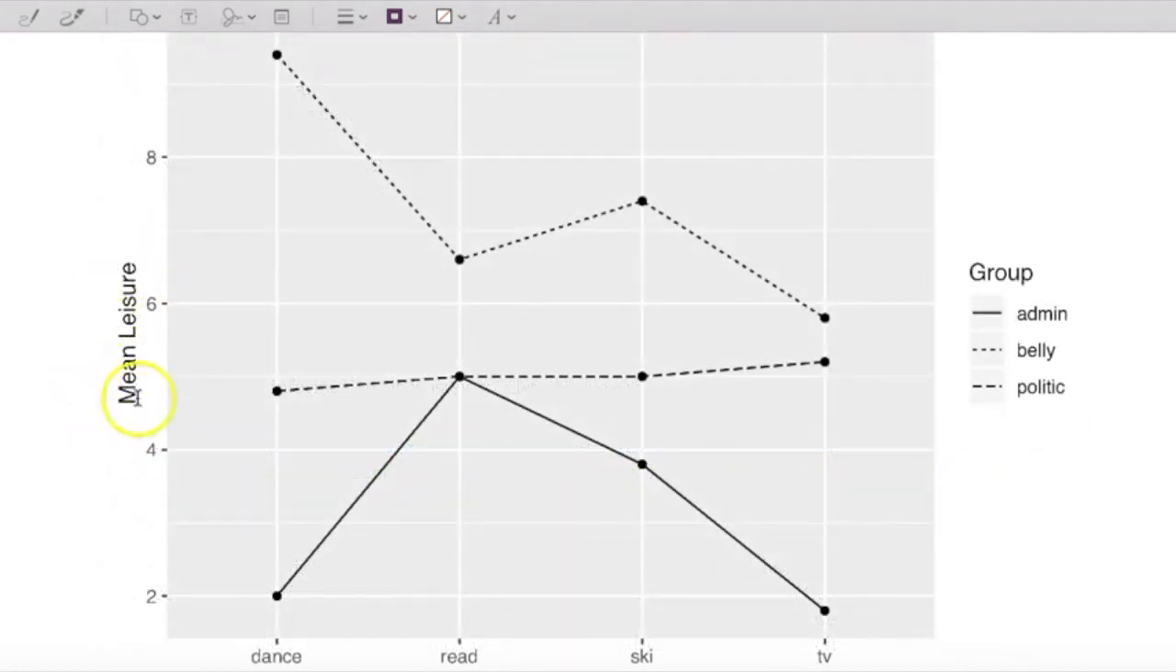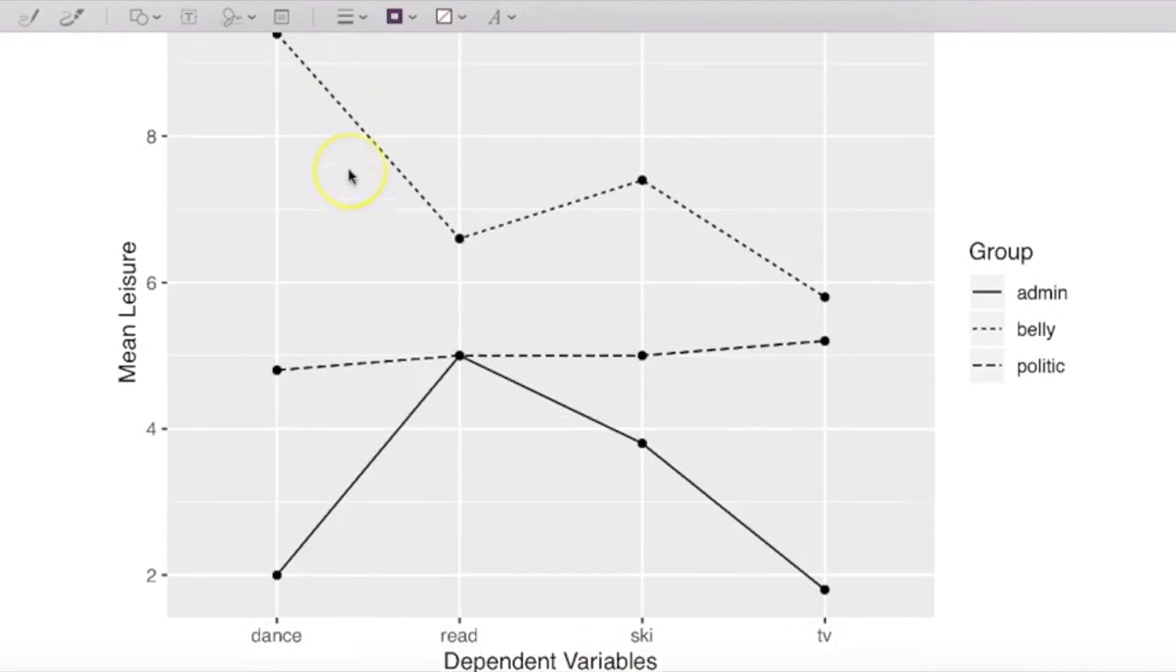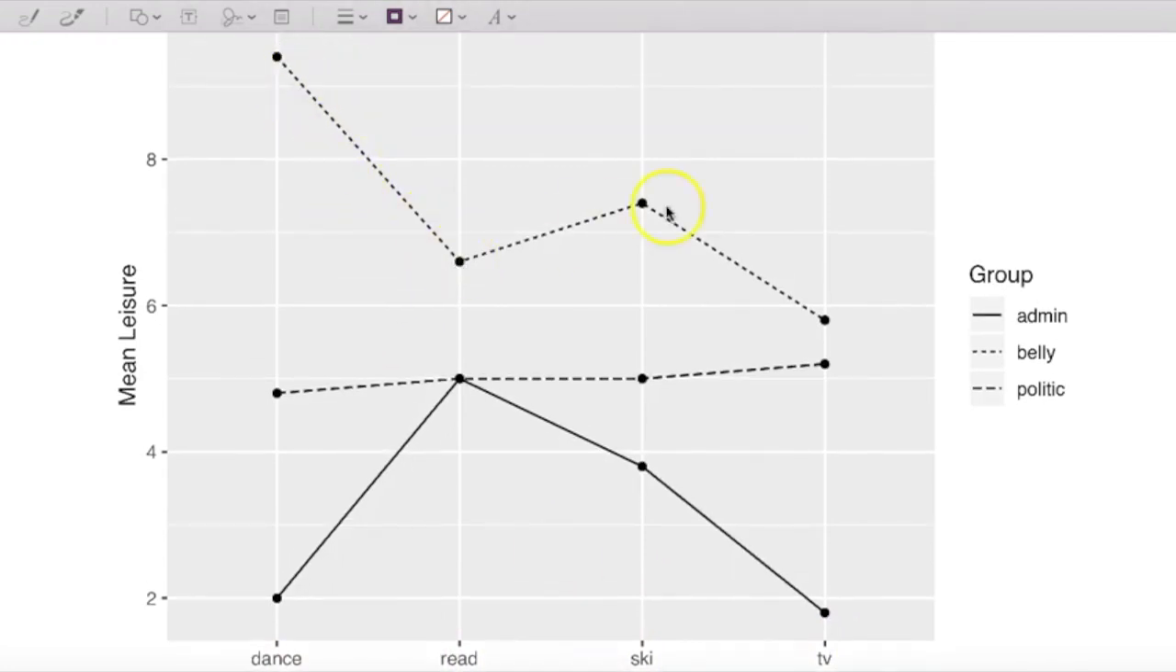Remember, I have mean leisure here. I have my dependent variables here. So before, when I was showing you what profile analysis was, I had time here. In this case, I just have the 4 measurements: dance, read, sky, TV. And here I just plotted the means that we calculated by doing all that data manipulation.